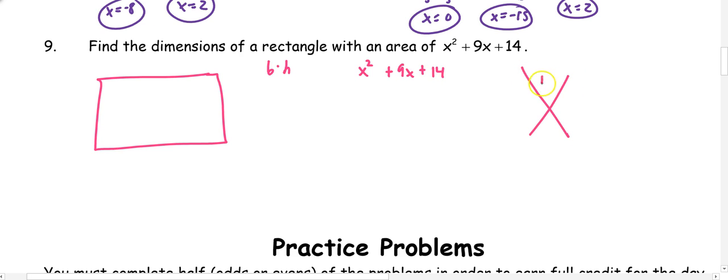So we need to know what multiplies to 14 and adds to 9. Well, the two most common numbers that multiply to 14 are 7 and 2. So we would have x plus 7 and x plus 2, which means the dimensions of the rectangle, one side is x plus 7, and one side is going to be x plus 2.